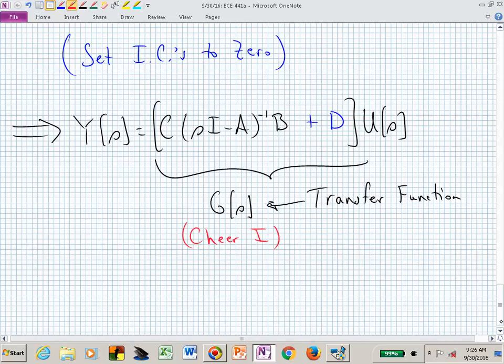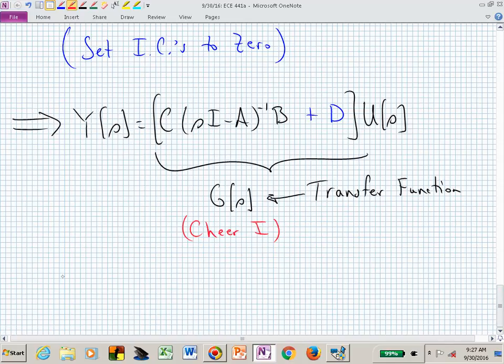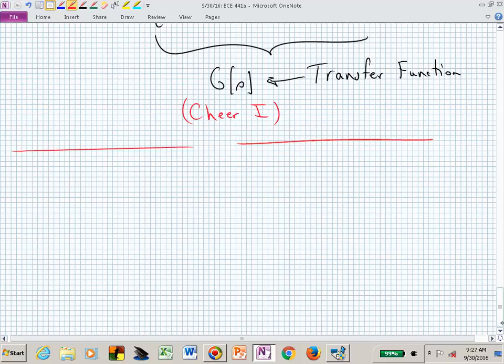And what we are seeing when we're looking at time domain solutions and frequency domain solutions is this (sI minus A) inverse matrix appearing a lot. And it provides us with information on how the system transitions between different points in the state or in the system. And that's why it's called the state transition matrix.